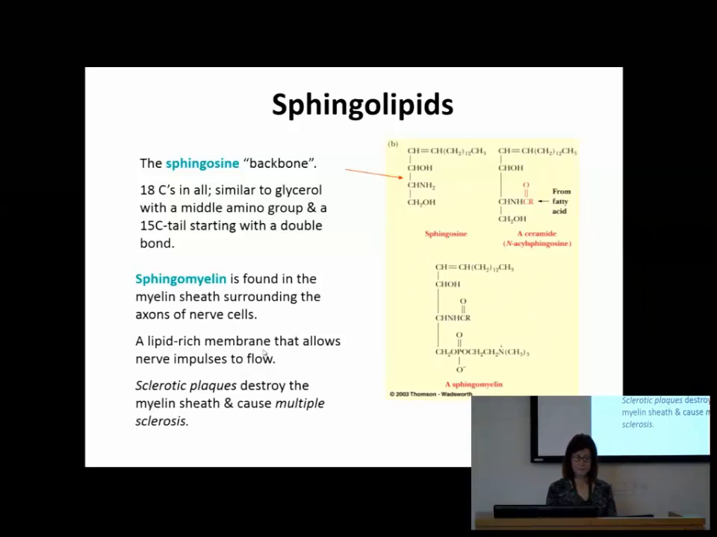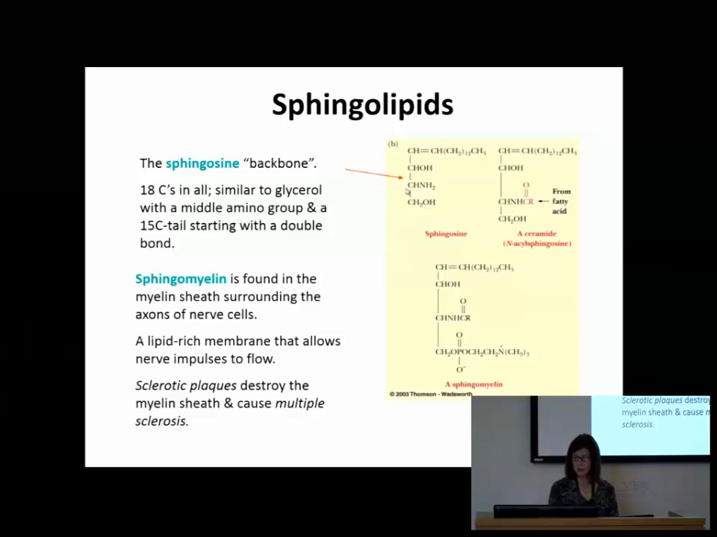So let's get crazy. So we understand the basis of it. It's a lot like glycerol, but we have an amine here and then a long chain off the top. So that's the difference between sphingosine and glycerol. An amine and this long chain, and we can do crazy things to it.